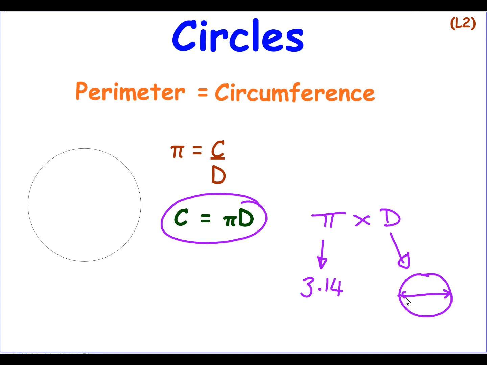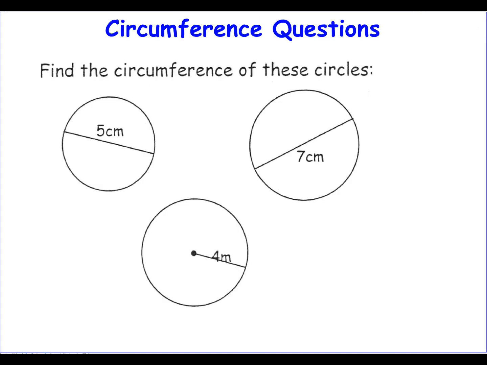So let's try it with a few basic circles. So find the circumference of these circles. So as a functional skills level 2 student, you need to remember the formula. The circumference is equal to pi times the diameter. This is always going to be 3.14, and we've given you some circles here with different information to allow you to work out the circumference.